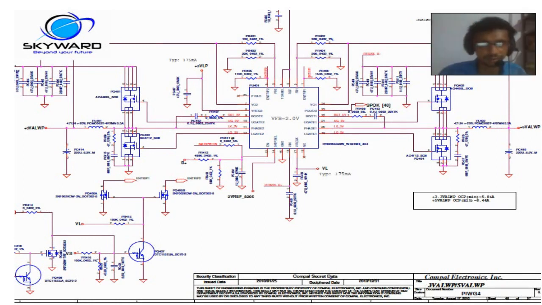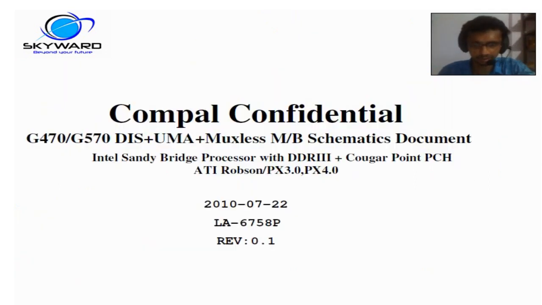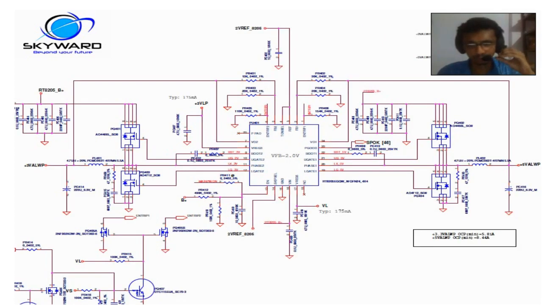Good morning, friends. Today we need to understand about the SB section. So this is the SB section page of Lenovo G570. You can see this is the schematic diagram of Lenovo G470 or G570, right? So in the 48 number page you can see the SB section, right? Let me show you.